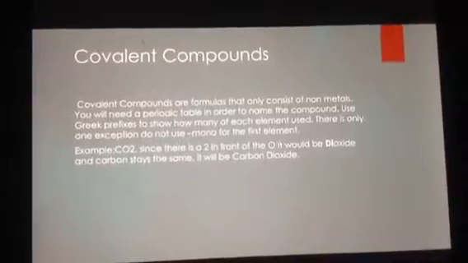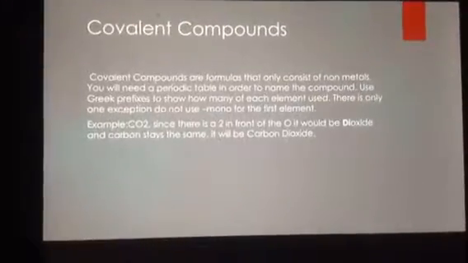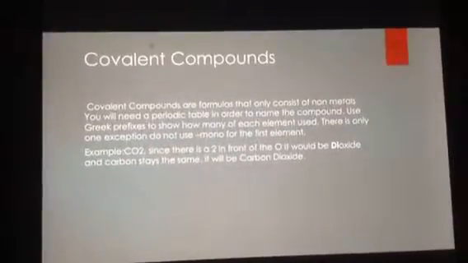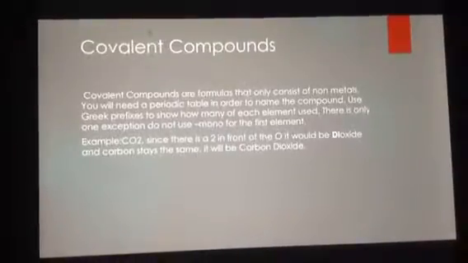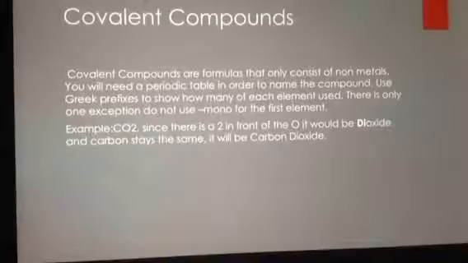Covalent compounds. Covalent compounds are formulas that consist of nonmetals. You will need a periodic table to name the compound. Use Greek prefixes to show how many of each element are used. There is only one exception. Do not use mono for the first element.